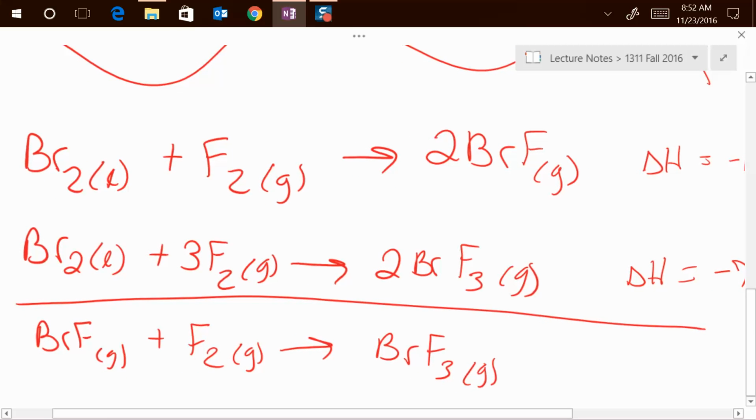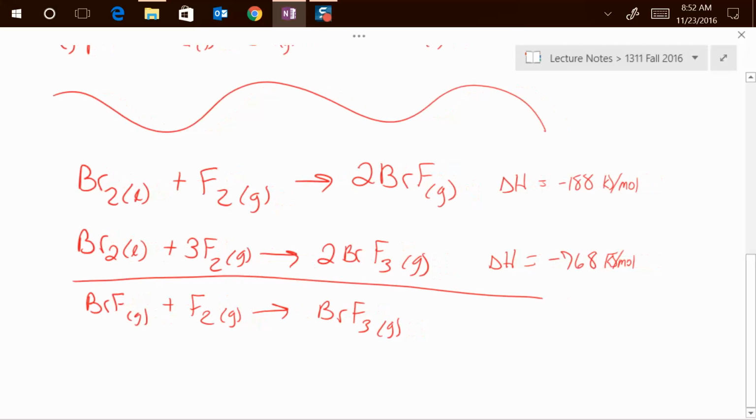Okay, so go ahead and write this down, and then I'll move it over for the delta H's. There we go. Let's make it smaller.